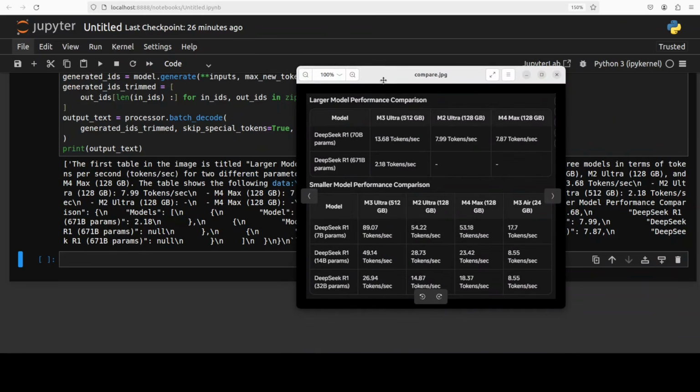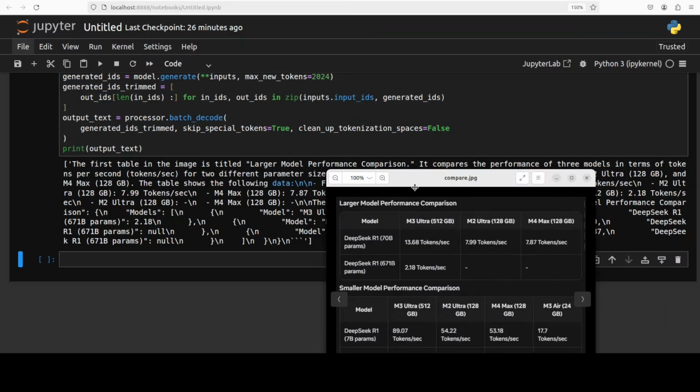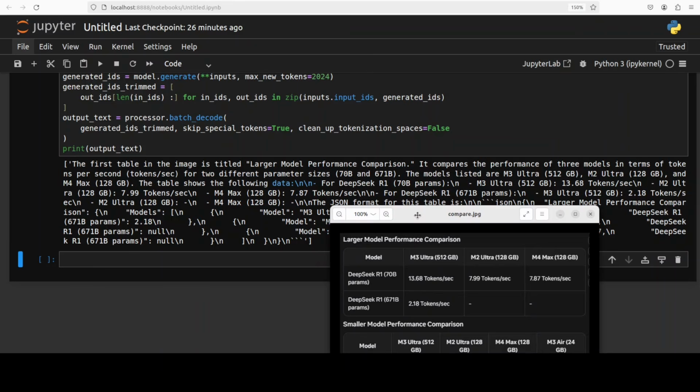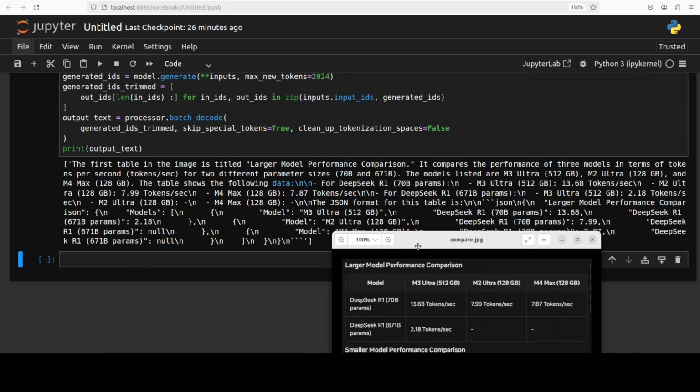Is it 3 models or 2 models? There are 2 models. I think it has got it wrong. Other than that, it is talking about 70 billion and then 671 billion. Some of it has gotten right, but I think it has mixed a few things. But other than that, overall looks quite good.